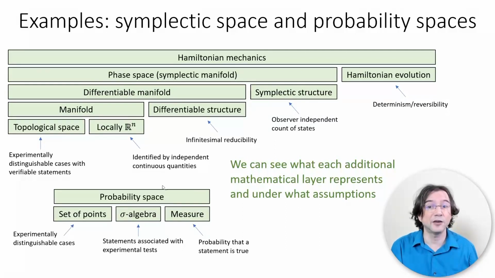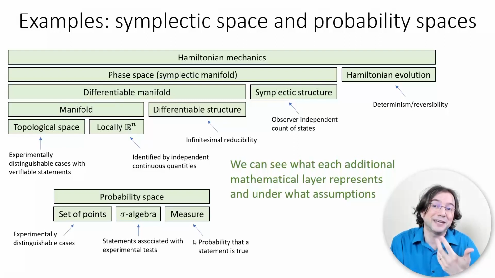Another example is the idea of a probability space. A probability space mathematically is three things: a set of points, a sigma algebra on those points, and a measure. The set of points are again the experimental distinguishable cases, in the same way that we had for the topological space. The sigma algebra consists of the statements that are actually associated with an experimental test. And then the measure is the probability that that particular statement is going to be found to be true through the test. So again, this is a very tight justification of this abstract structure from physical requirements. This is the idea; this is what we like to have.